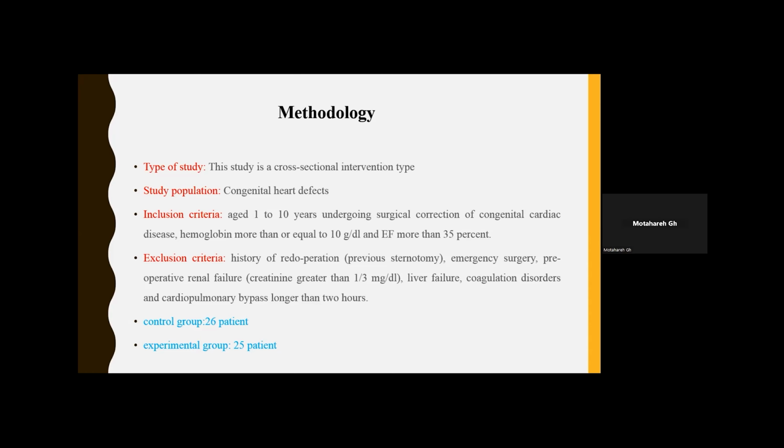Inclusion criteria were children aged 1 to 10 years undergoing surgical correction of congenital cardiac disease, hemoglobin more than or equal to 10 grams per deciliter, and EF more than 35%. Exclusion criteria were history of reoperation, previous sternotomy, emergency surgery, perioperative renal failure, meaning creatinine greater than 1.3 milligram per deciliter, liver failure, coagulation disorder, and cardiopulmonary bypass longer than 2 hours.